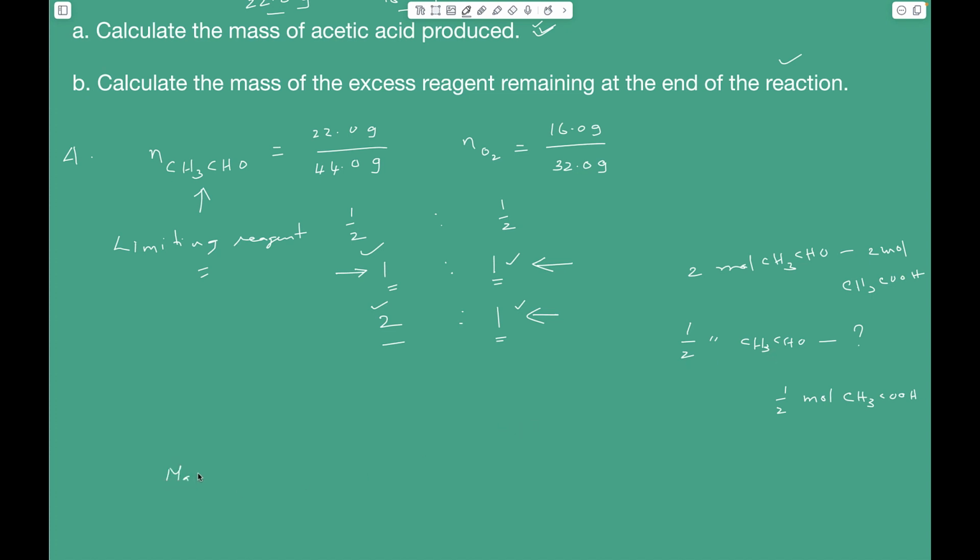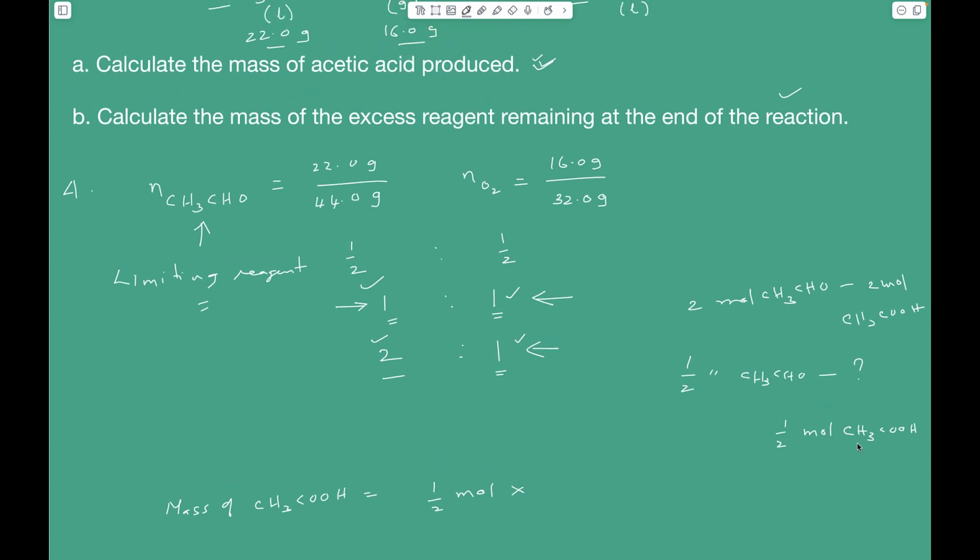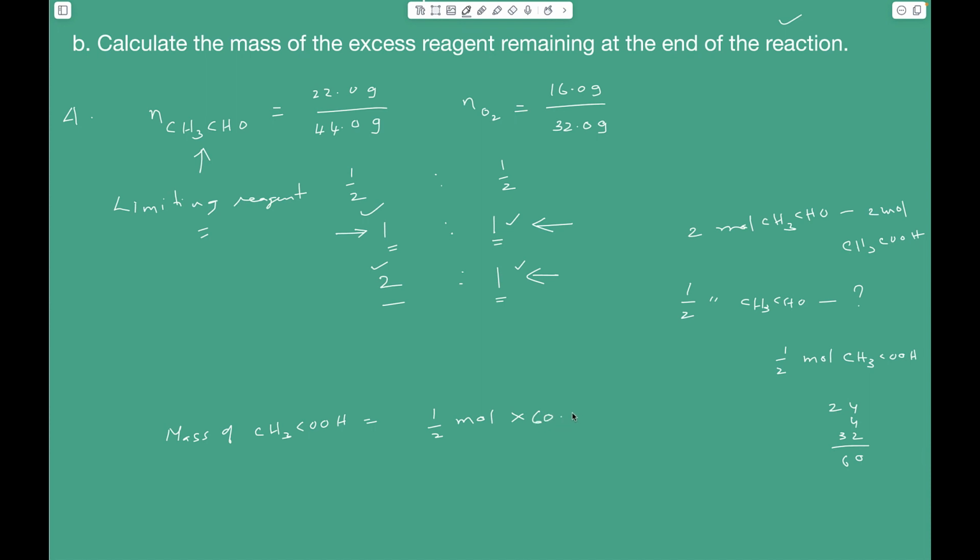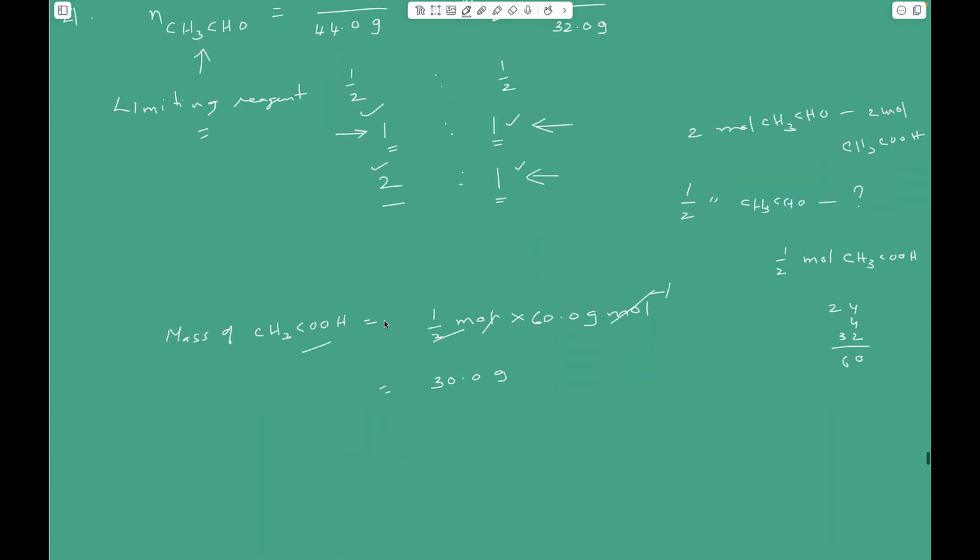Then how do you get the mass of acetic acid produced? You have to multiply the amount of acetic acid produced, the number of moles of acetic acid, with its molar mass. What is the molar mass of acetic acid? Is it 24 plus 4 plus 32? 60. So its molar mass is 60 gram per mole. And upon simplification, you would get 30 grams for the mass of acetic acid produced.